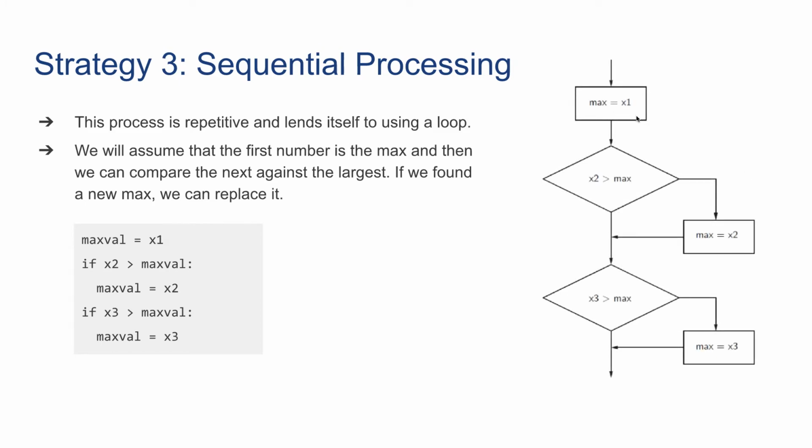And here's the flow chart for our program. So first we assume that x1 is max. Then we compare max against x2. If that's true, we have a new max. Otherwise, we compare max against x3. If this is true, we have a new max, and we went on. And this was a good solution. Also, it is very scalable because we can create loops to check values that are more than 3.